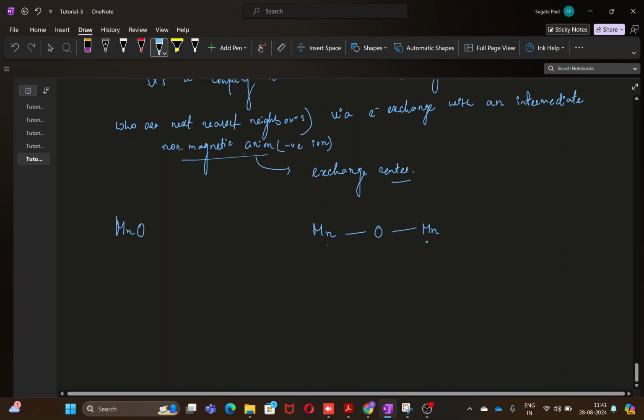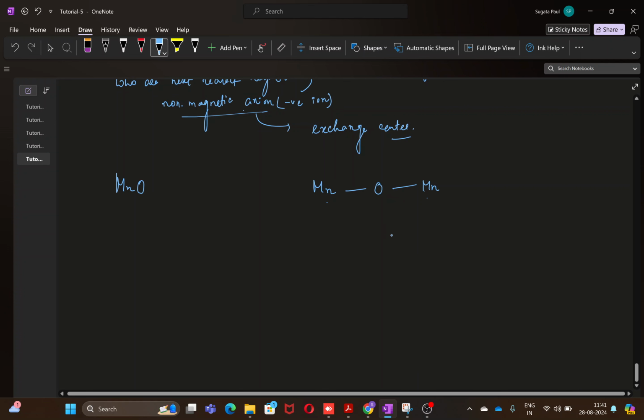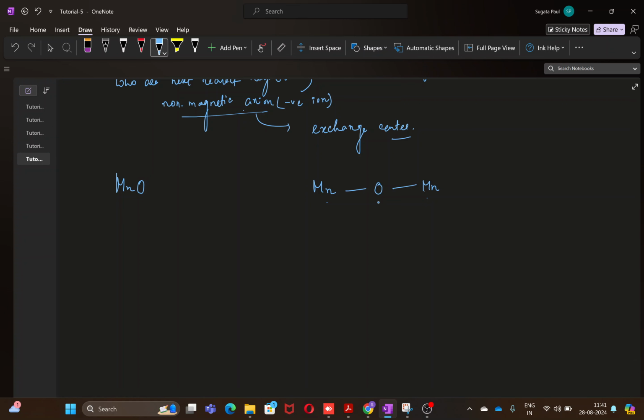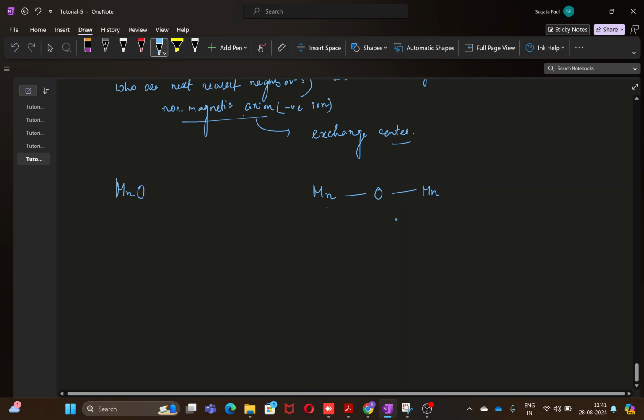So clearly this Mn+ and Mn+, they are cations, and they are next nearest neighbors to each other, because this second Mn is not right beside the first Mn. There is an intermediate atom or ion present, which is this oxygen. So this Mn and Mn are next nearest neighbors and they are cations, as I said in the definition, because they have positive charge. In between there is an O2-, which is an oxygen anion because it has a negative charge, and it is non-magnetic.